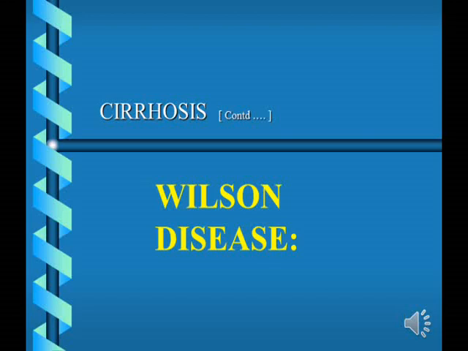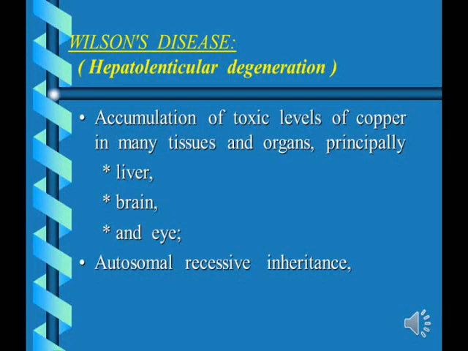So the next type of cirrhosis is due to Wilson disease. Wilson disease is also called hepatolenticular degeneration, as there is an abnormality in copper metabolism which causes excessive accumulation of toxic levels of copper in the liver, and also excessive accumulation of copper in the brain, causing degeneration of the basal ganglia and eye. Usually this is an autosomal recessive inheritance.